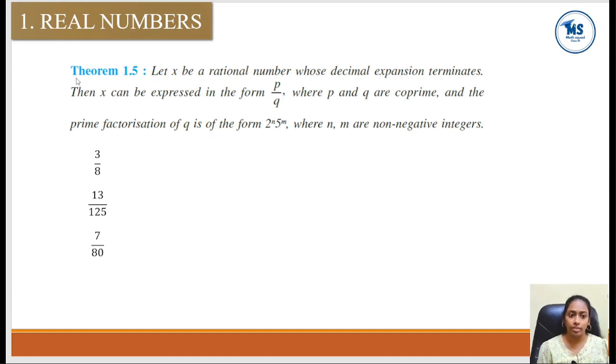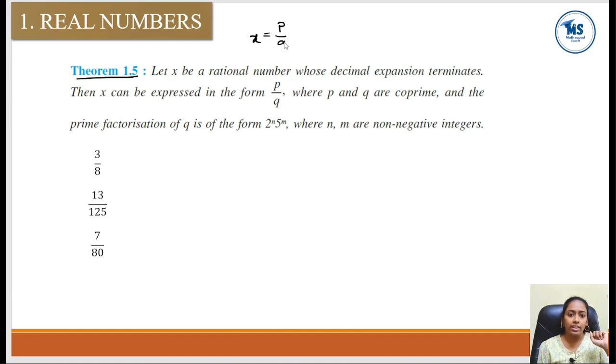Theorem 1.5. This theorem says: let x be a rational number whose decimal expansion terminates. Terminate means it will stop at a point. Then x can be expressed in the form of p by q, where p and q are co-prime, and the prime factorization of q is in the form of 2 power n and 5 power m, where n and m are non-negative integers.